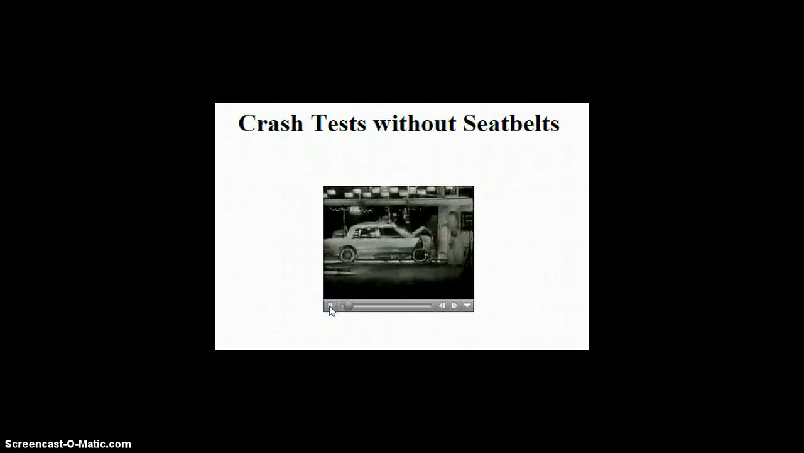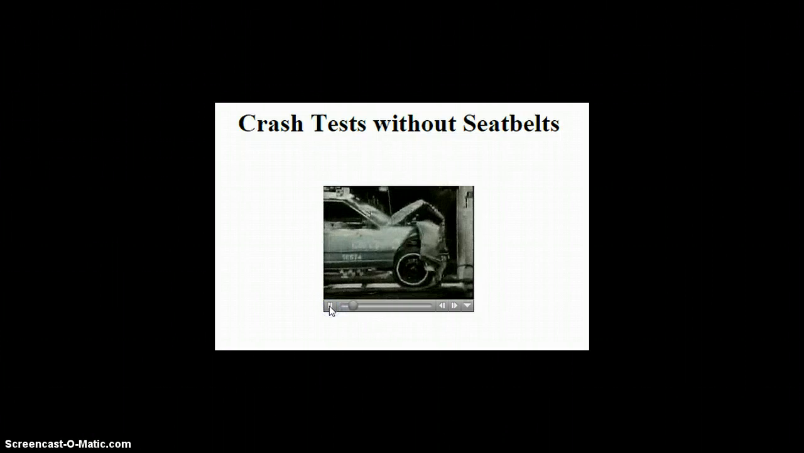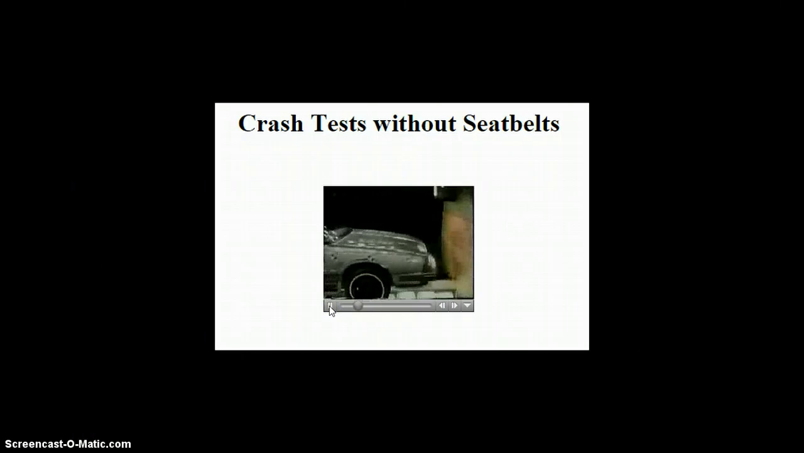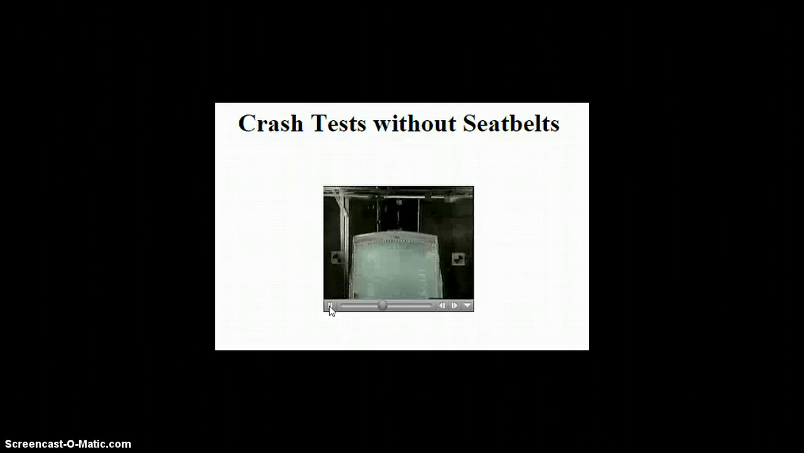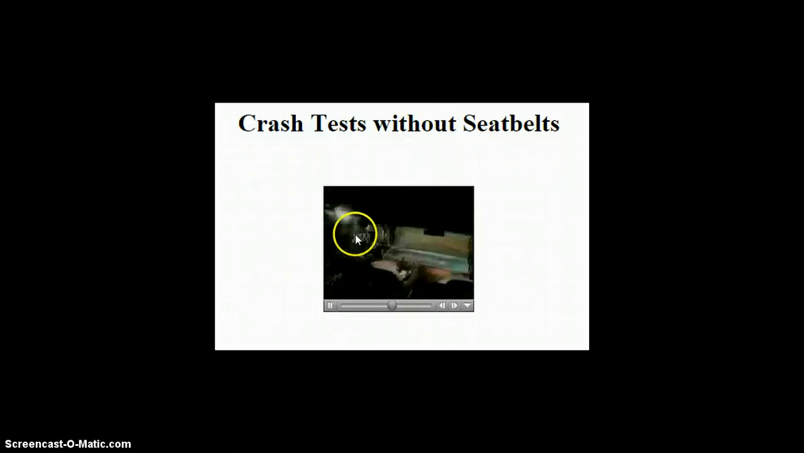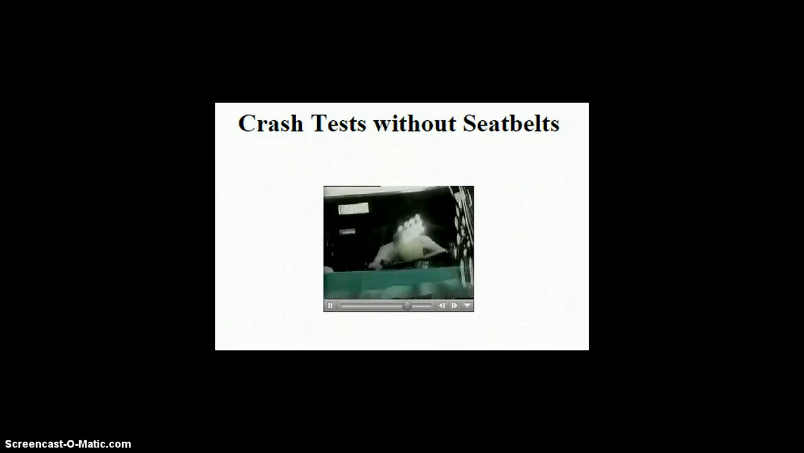Crash tests without seatbelts. Cars are designed with crumple zones so that they may slow down over a longer period of time, which keeps the force smaller. However, this safety feature alone will usually not prevent serious injury or death to the occupants of the car during an accident. Here we see the crumple zone right here. This is increasing the time of the collision. The crumple zone only slows the car more gradually.